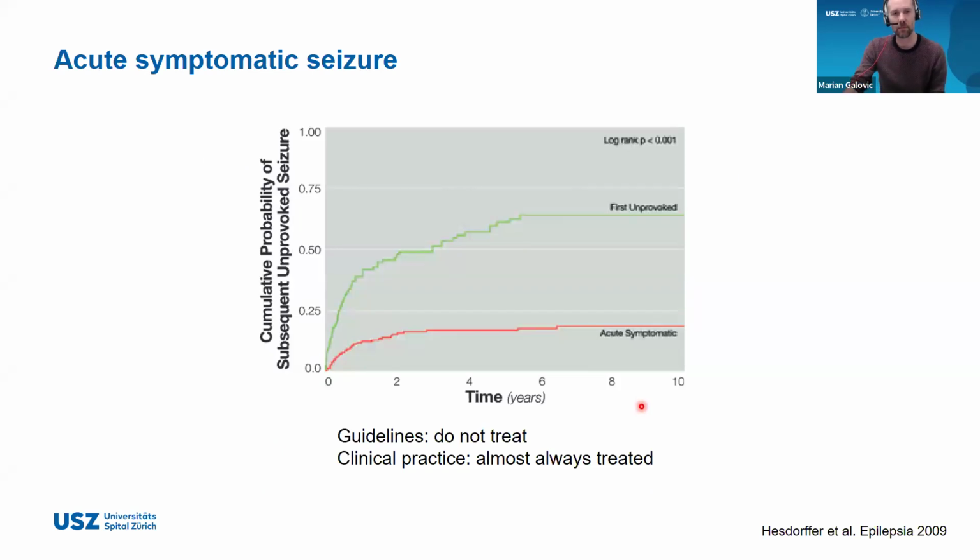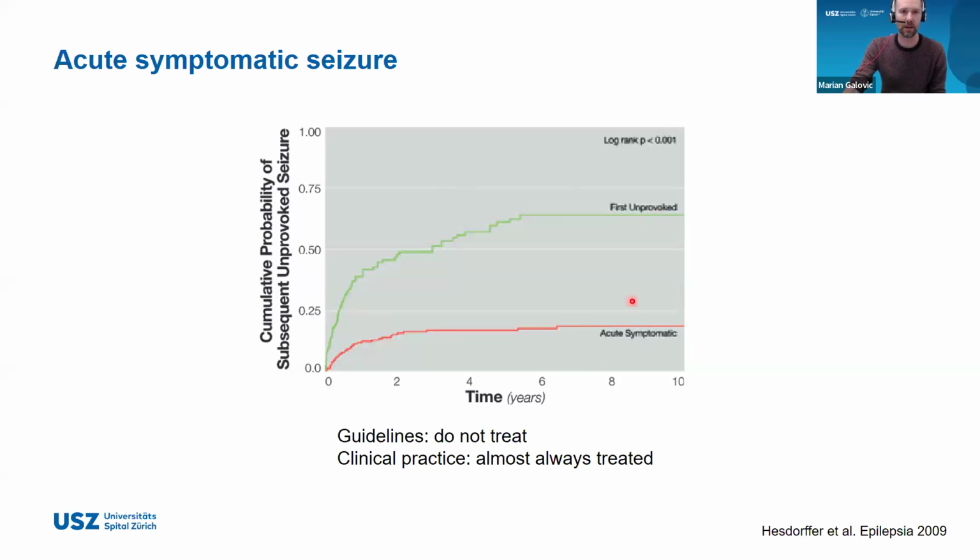One of the best epidemiological data supporting this is from 2009. Here in red, you see acute symptomatic seizures, and in green are first unprovoked seizures after stroke, TBI, I think brain tumors. And this is the frequency of having another subsequent unprovoked seizure. You see that if you had an unprovoked seizure after stroke, the risk of having further seizures is quite high. It's above 60%. So this, with the current definition of epilepsy, qualifies as epilepsy, even if you had just one unprovoked seizure after stroke. And this is a remote seizure, more than 7 days after stroke.